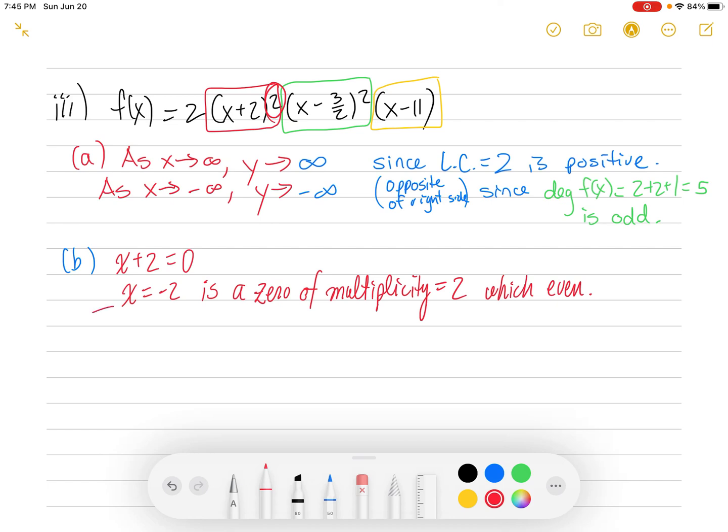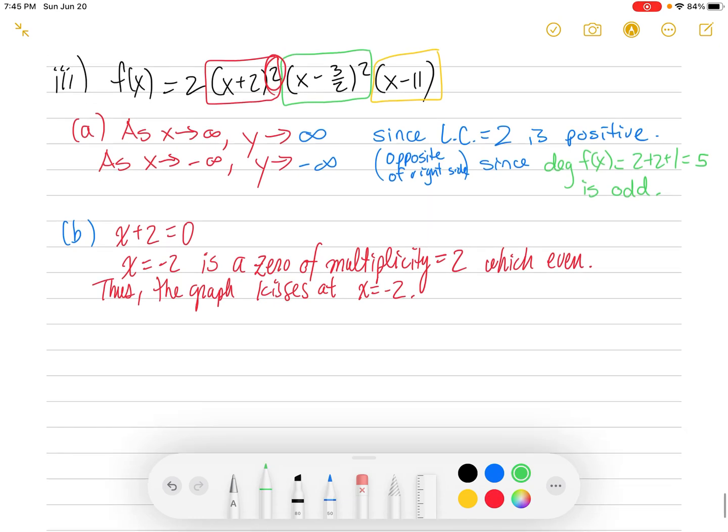So even multiplicity indicates kissing at -2. So thus the graph kisses at x equals -2. Okay, I'm going to go into the green factor, x minus 3/2, and disregard the power of 2 for now. I'm going to have x minus 3/2 equals 0. I'm going to add 3/2 to both sides. I'll get x equals 3/2.